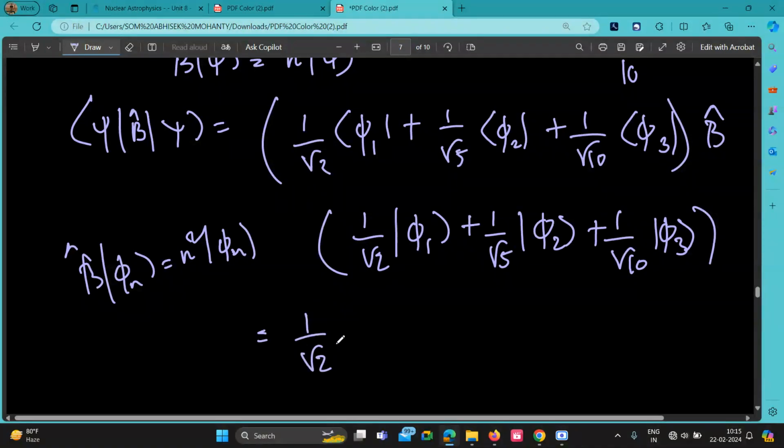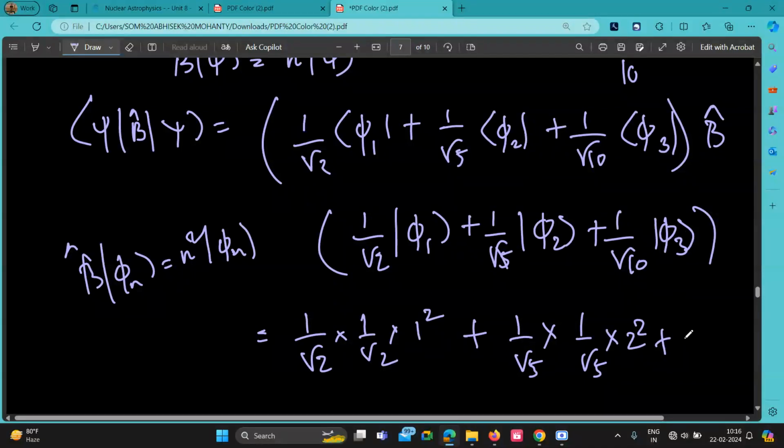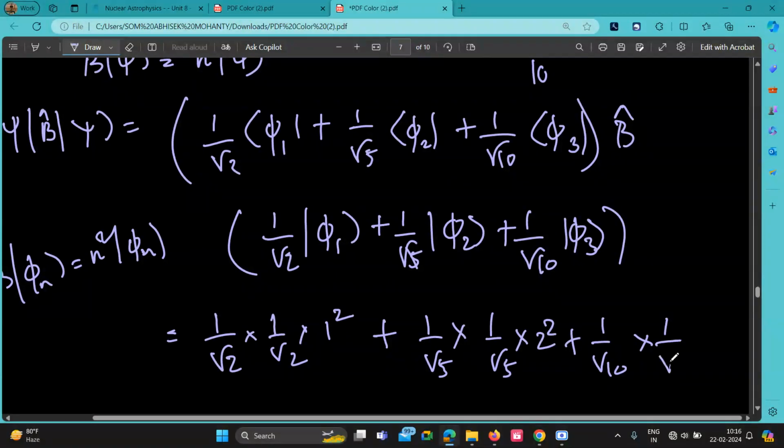So 1 by root 2 into 1 by root 2, b will act on phi 1, that will be 1 square. Phi 1 is gone. Now 1 by root 5 into 1 by root 5, into this b will act on phi 2, that means it will give me 2 square, plus now 1 by root 10 into 1 by root 10, and b will act on phi 3, that will give me 3 square.